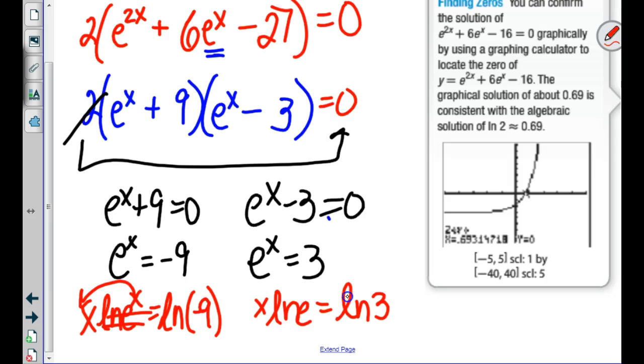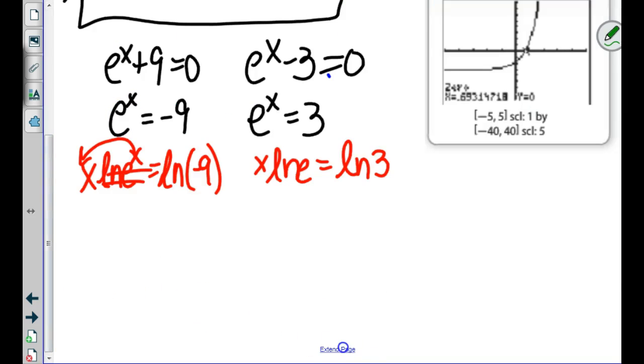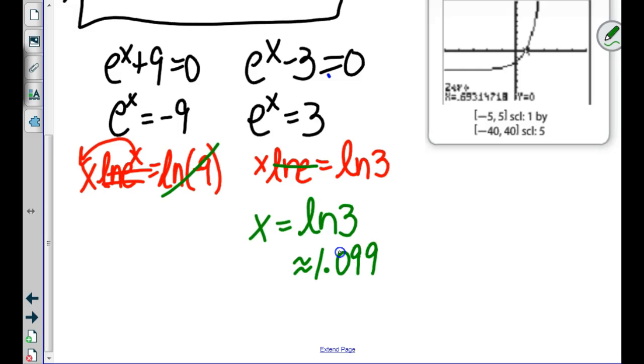I want you to recognize that you can't take the log of a negative number. So there isn't going to be an exact answer. Ln of negative 9 doesn't work, right? So the only answer is x equals ln of 3, or anybody have a decimal for me? Or even 1.1 if it said to the nearest tenth. I don't know what it said.